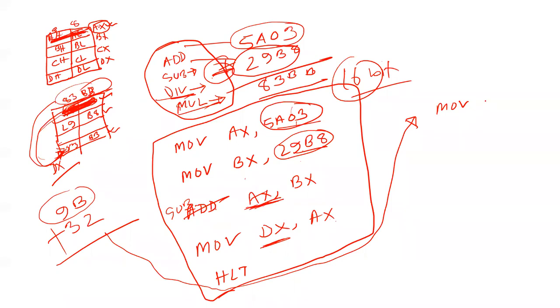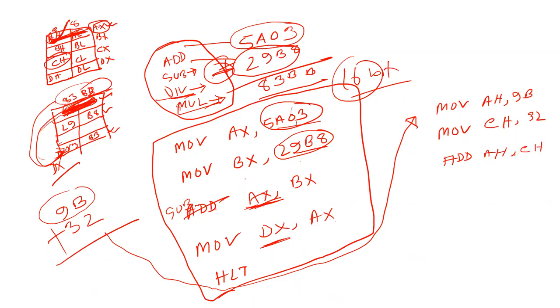Suppose we use move AL, comma 9B. So 9B data is transferred to the AL position. Another move, suppose CH. CH, comma 32. Then this is the simple addition: add AH, comma CH. Not CH, comma AH.